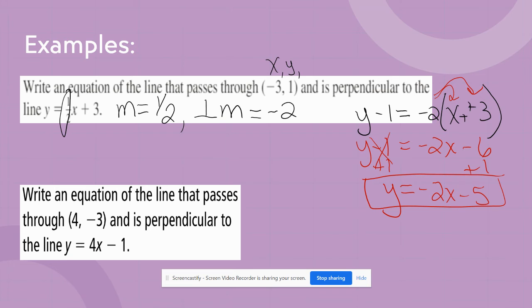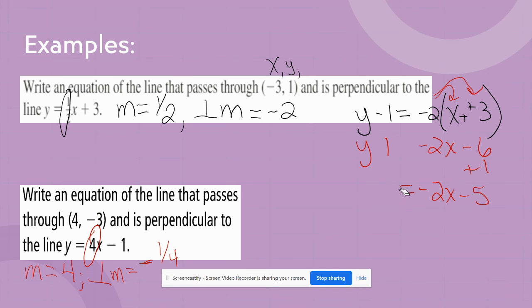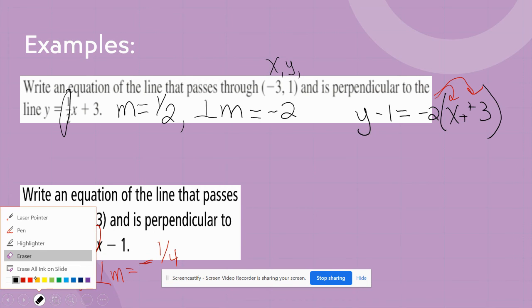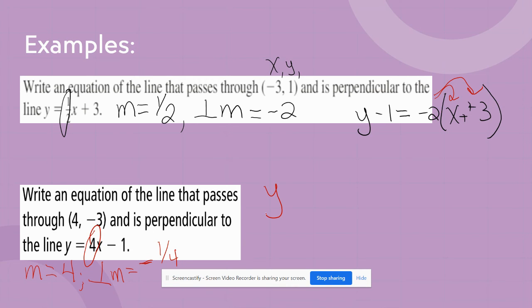Write an equation of the line that passes through 4, -3 and is perpendicular to 4x minus 1. So here they give us that our slope is 4. That means our perpendicular slope, the opposite of positive 4 is negative. The reciprocal of 4 is 1/4. Starting with point slope form, we have y minus -3 is equal to -1/4 times x minus 4.